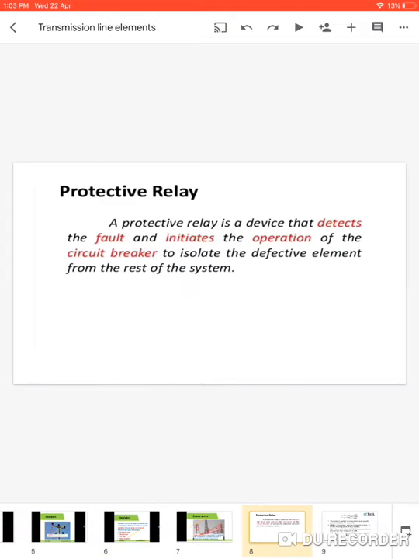Protective relay. There are many protective devices, such as ground wires, lightning arresters, circuit breakers, relays, etc. These protective relays detect the faults and initiate the operation of the circuit breaker to isolate the defective element from the rest of the system.